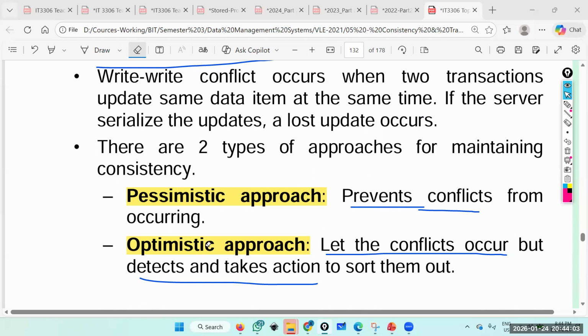But when you're optimistic, you can just assume that no conflicts are there, but in case of a conflict, you resolve it. Resolve it. Okay. So I hope you can understand. Okay.